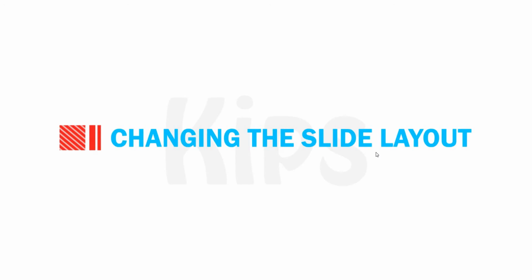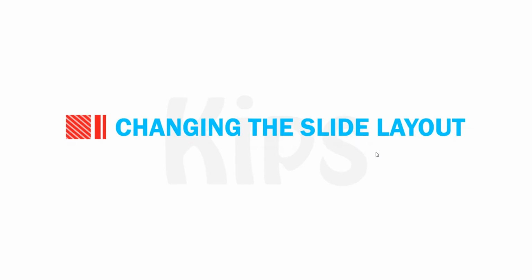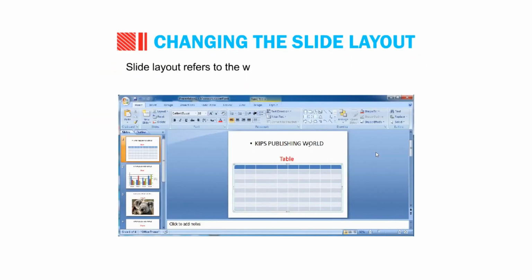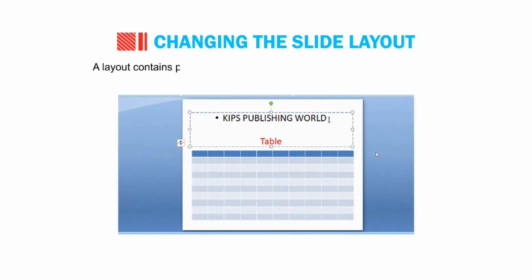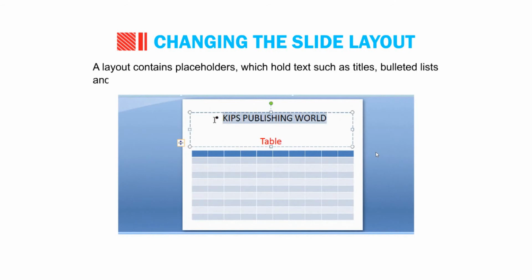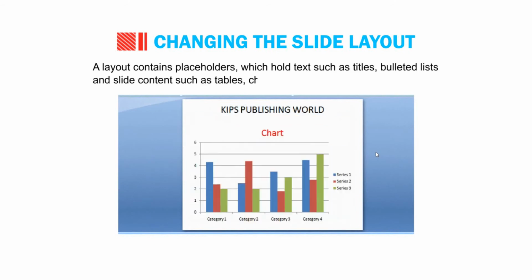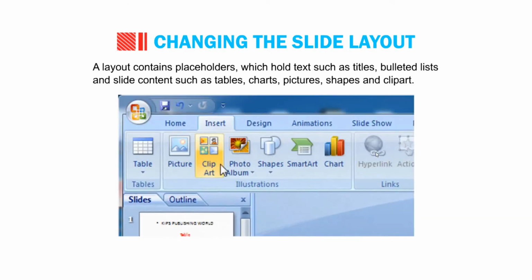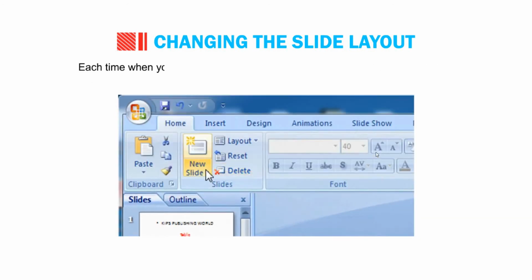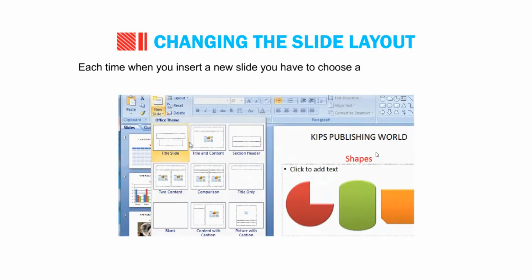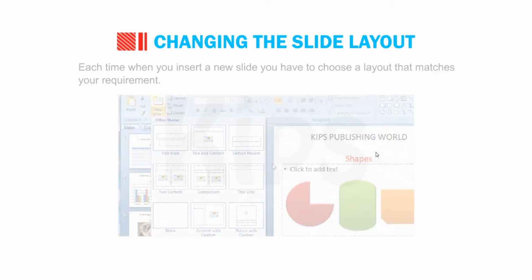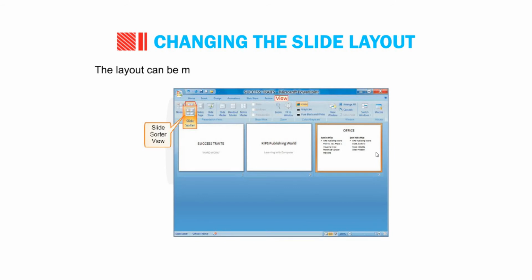Let's first talk about changing the slide layout. Slide layout refers to the way things are arranged on a slide. A layout contains placeholders which hold text such as titles and bulleted lists, and slide content such as tables, charts, pictures, shapes, and clip art. Each time you insert a new slide, you have to choose a layout that matches your requirement. The layout can be modified either in normal view or slide sorter view.